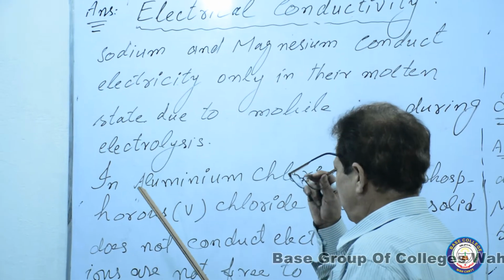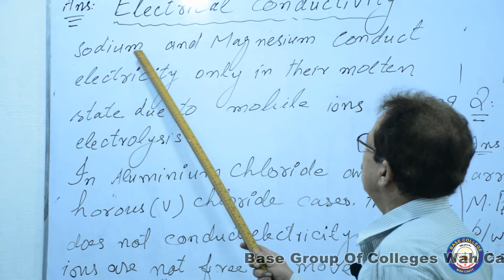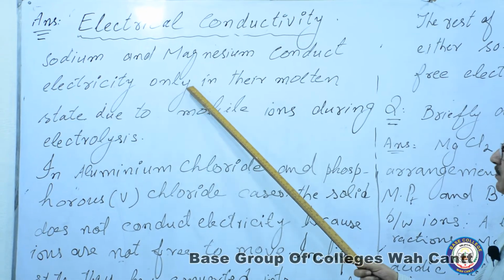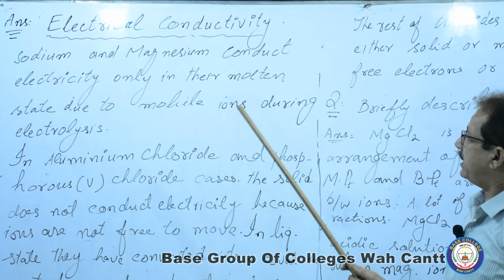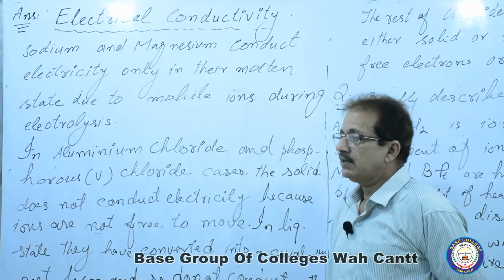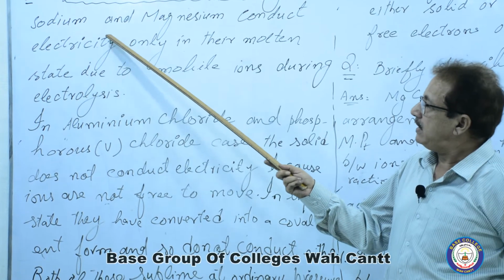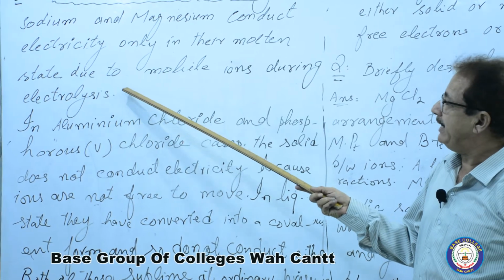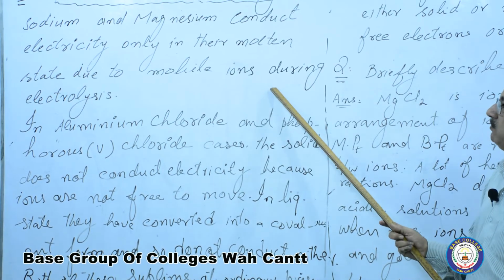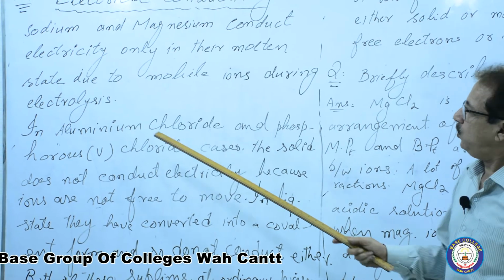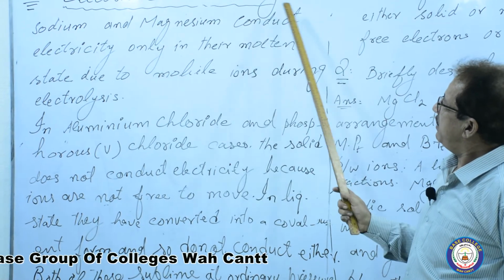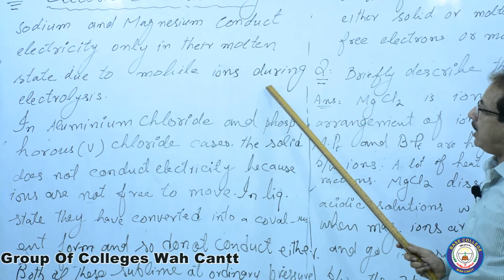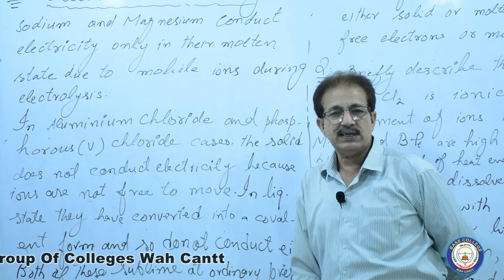Sodium and magnesium chlorides conduct electricity, but only when they are present in their molten state, because when these ionic compounds are changed into the liquid state, their ions become free to move. So, sodium and magnesium chlorides conduct electricity only in their molten state due to mobile ions during the electrolysis.